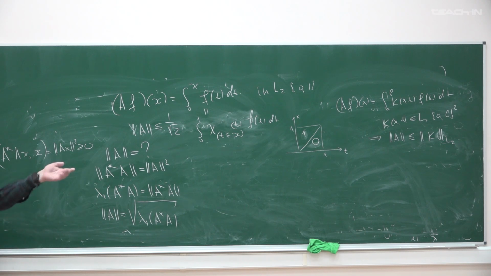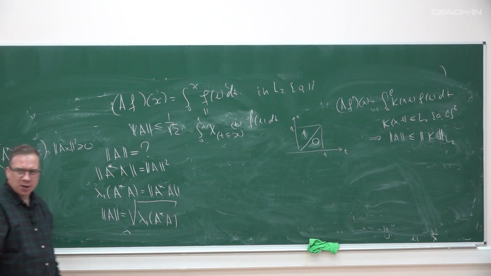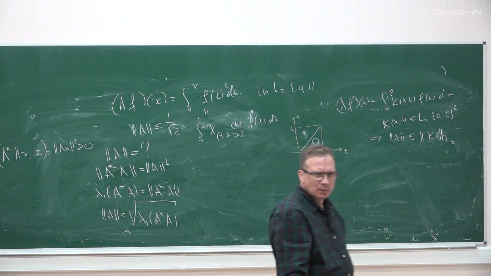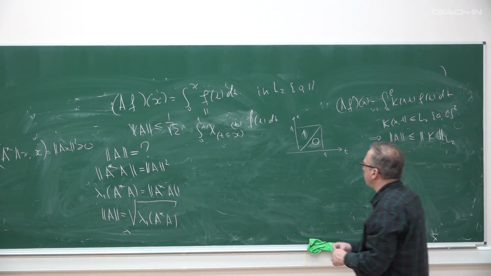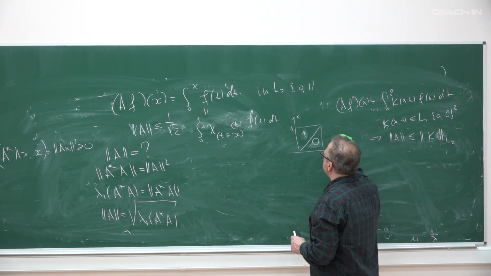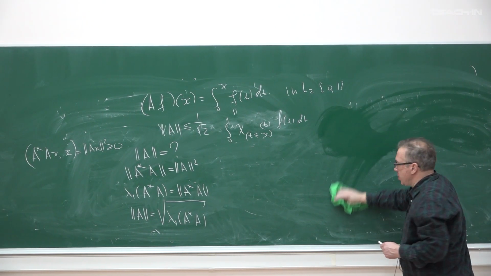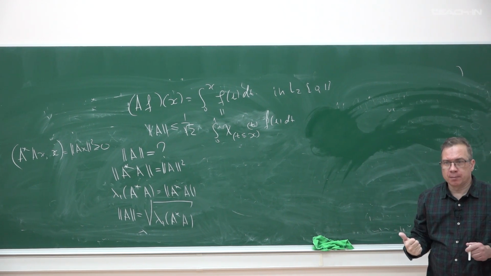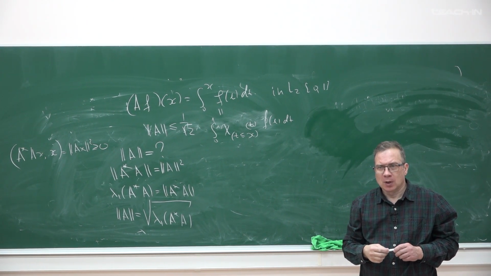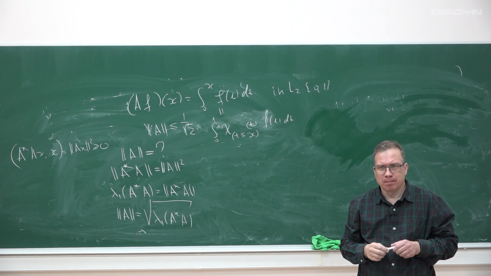For many applications, it is important to know the first eigenvalue. So, first step, we need to find the adjoint operator. What does the adjoint operator look like?